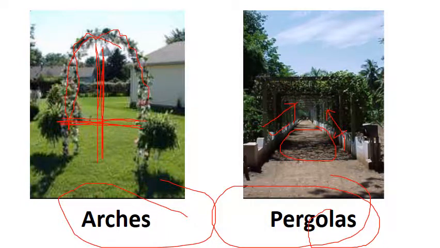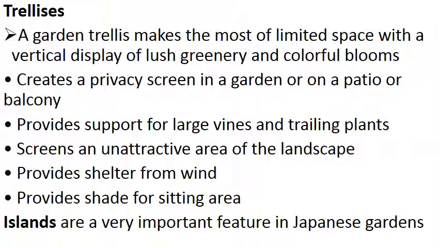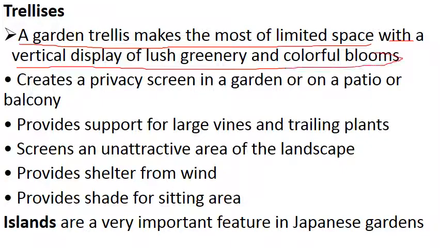So, trellis. A trellis is a vertical display within a limited area. A garden trellis makes the most of limited space with a vertical display of loose greenery and colorful blooms. You just see, it is the vertical display of loose greenery. So what are the uses of trellis? How does it add to the beauty of the garden?